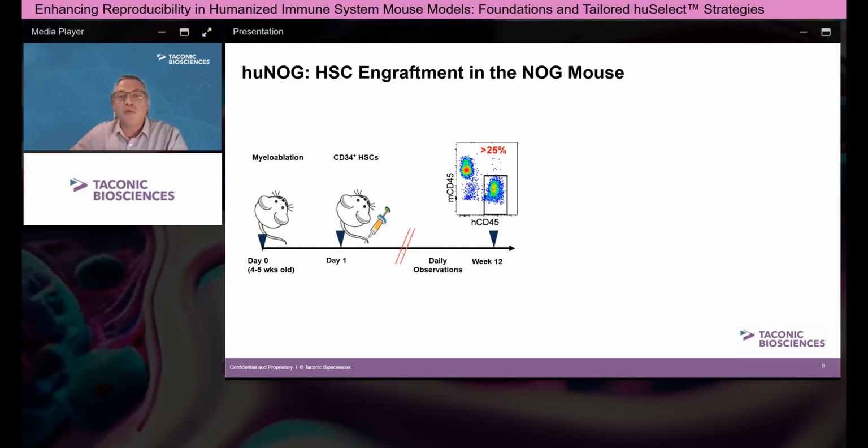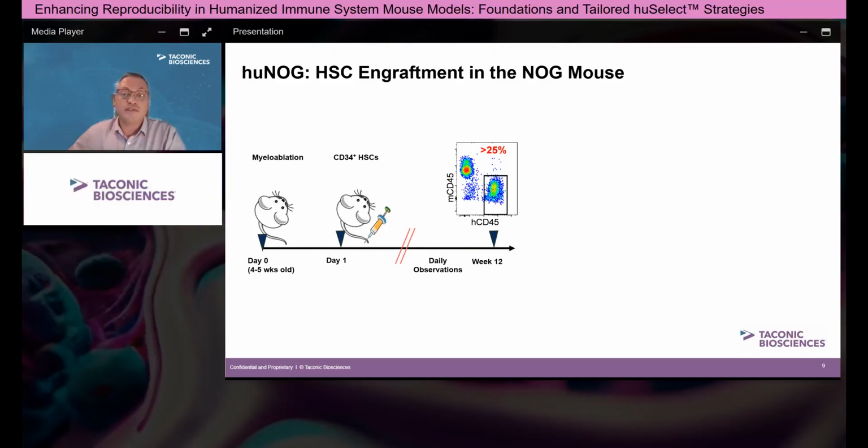Following engraftment, we typically set a lower cutoff rate to define a successful engraftment as being 25%. Now, it's a bit arbitrary, but that is the number that we typically use. Although on request, we can fulfill lower levels of engraftment, and there may be some reasons why that might be beneficial for your studies. And we assess the level of engraftment, or engraftment efficiency, by doing flow analysis from peripheral blood. In the case of HuNOG, it is 12 weeks post-engraftment.